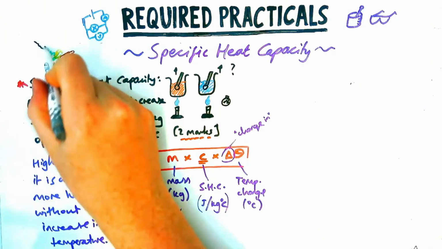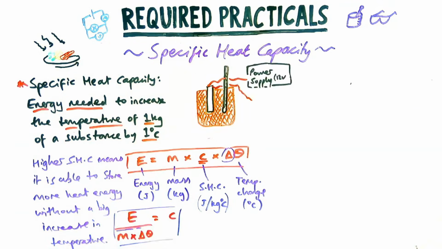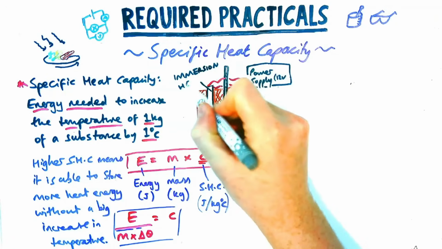Right, let's have a look at an example then. So imagine you put a bowl of food in the microwave. Some of it is going to heat up more than others because they're made of different substances with different specific heat capacities. On to the practical.